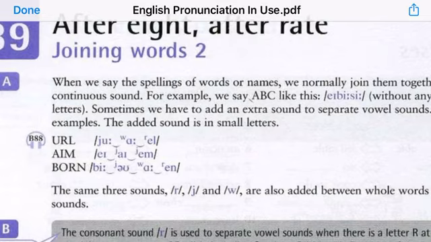BORN. There is a Y between the B and the O, and there is a W between the O and the R, and there is an R between the R and the N. BORN. So whenever we spell out certain words, there are certain inserted sounds that we have to add in order to make our pronunciation more fluent, more smooth.